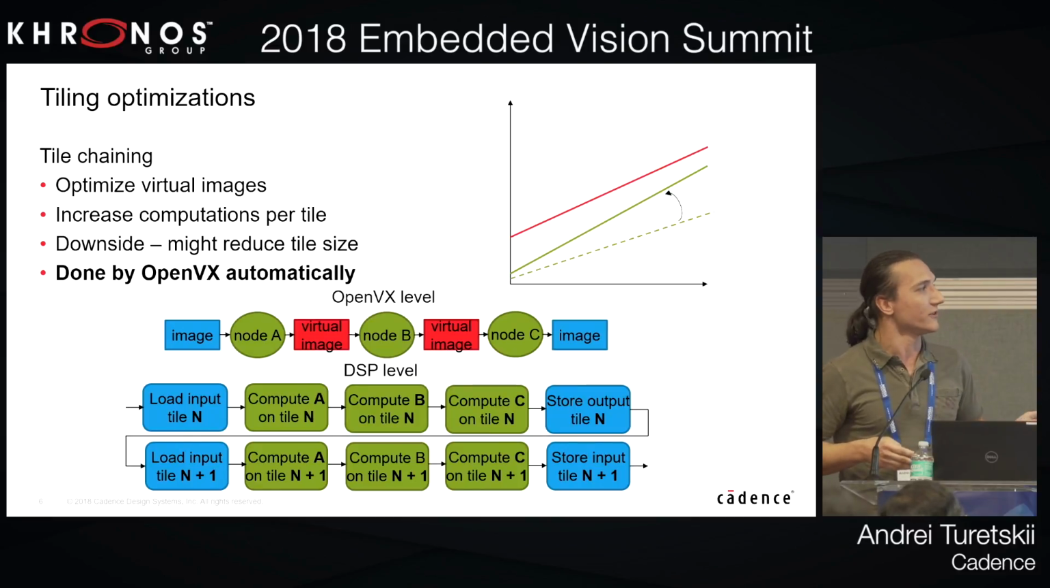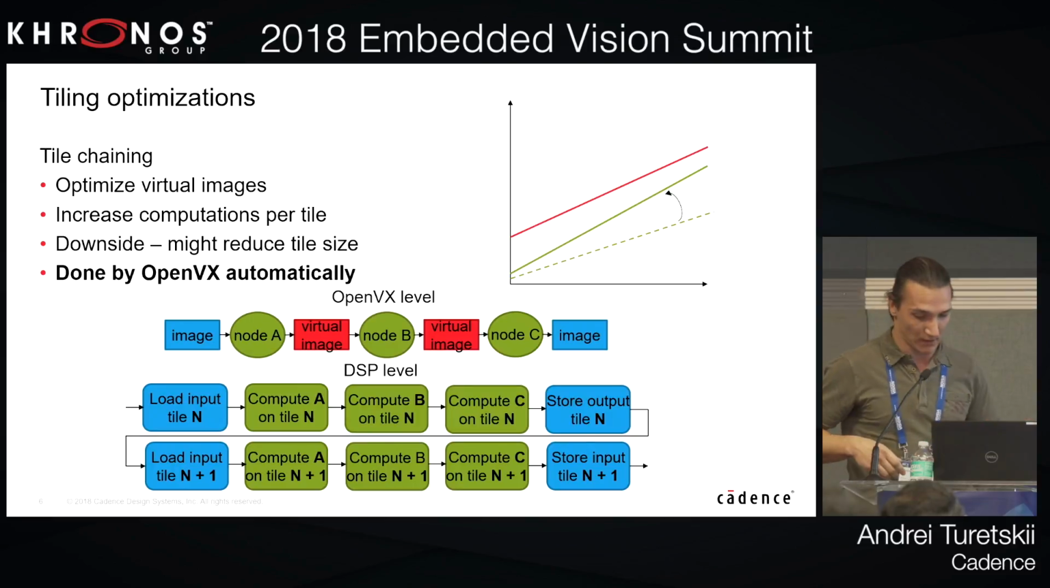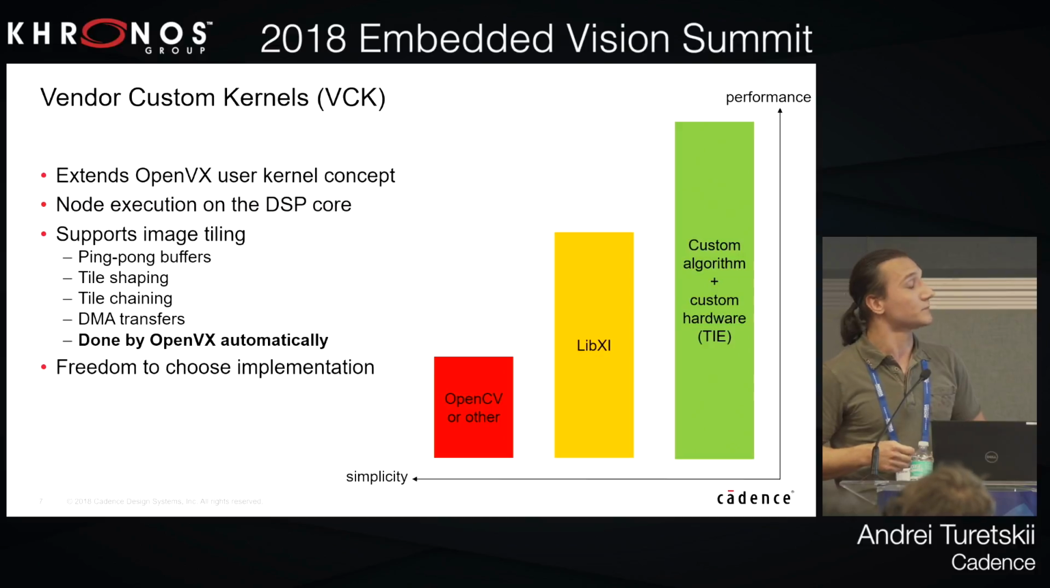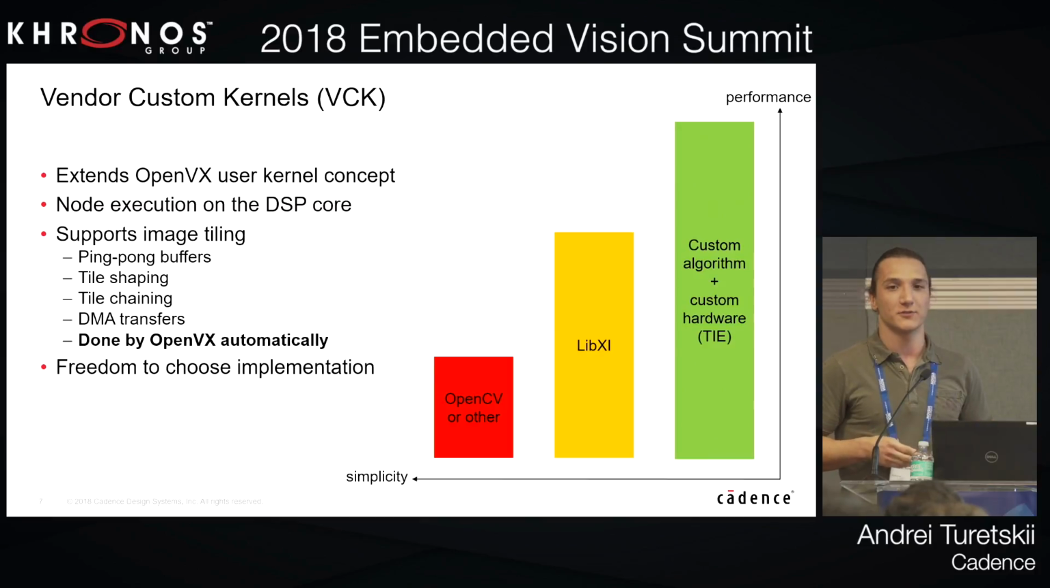And again, all this done by OpenVX automatically. Now, a few words about VCK. So VCK is a vendor extension of OpenVX, which extends the user kernel concept. The idea is it provides a mechanism for a developer to run a custom kernel on the DSP. This DSP can be tileable, and it participates in all the tiling-related optimizations I just described. OpenVX will take care of ping-pong buffers, tile shaping, tile chaining, and DMA transfers automatically.